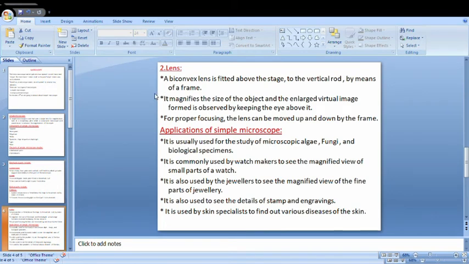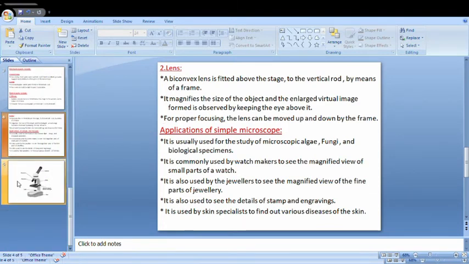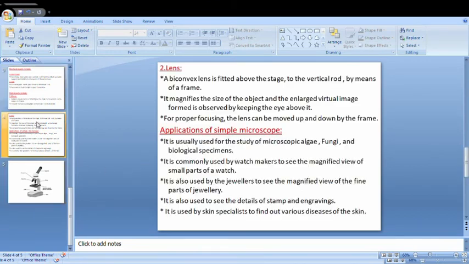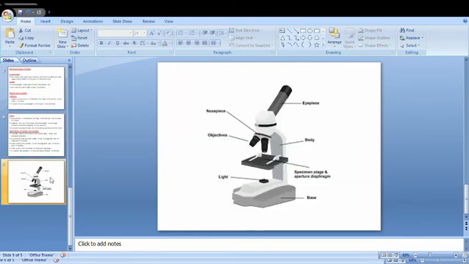Lens. A biconvex lens is fitted above the stage to the vertical rod by means of a frame. It magnifies the size of the object and the enlarged visual image formed is observed by keeping the eye above it. It means the specimen is enlarged and it is observed by keeping the eye above it. As you can see, we see by keeping the eye here. For proper focusing, the lens can be moved up and down by the frame. These are the lenses which can be moved up and down.